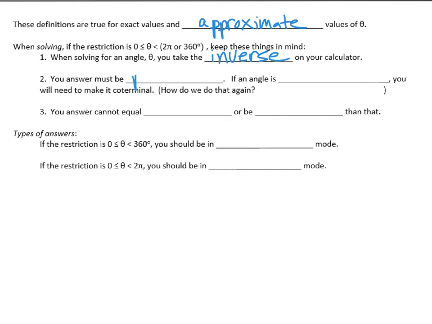Our answers should always be positive. If you get an angle that is negative, not a big deal. We know how to deal with this. Coterminal, right? Just do a coterminal. Never forget, you could add 360 degrees or 2 pi radians always. It wouldn't change the angle that you're at. It wouldn't change the trig values.